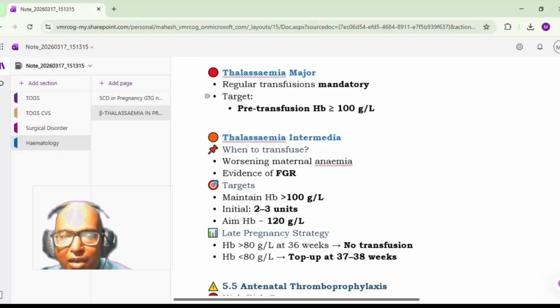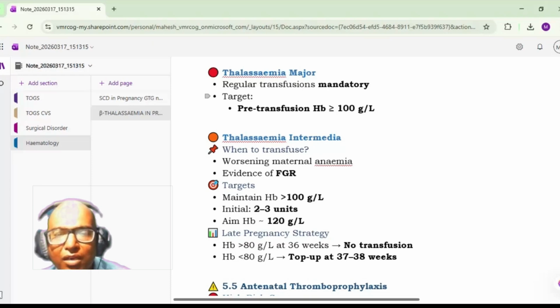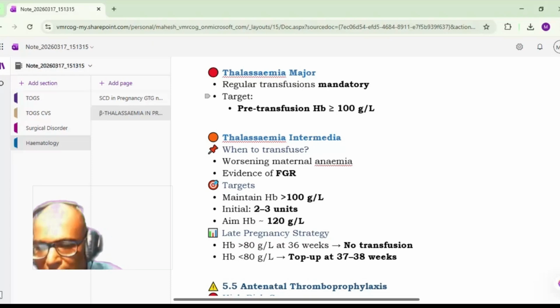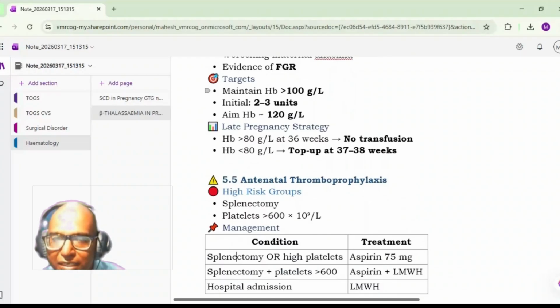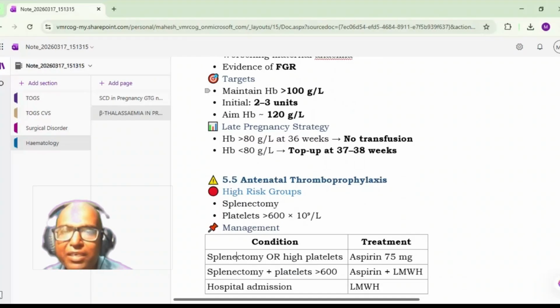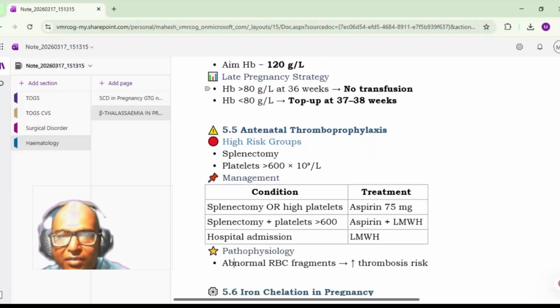Initially 2 to 3 units can be given, and the aim should be to keep hemoglobin above 12 gram per deciliter or 120 gram per liter. Then late pregnancy strategy, HB should be more than 8 gram per deciliter at 36 weeks if she is not on transfusion, and if HB is less than 8 gram per deciliter, then top up transfusion at 37 to 38 weeks is required.